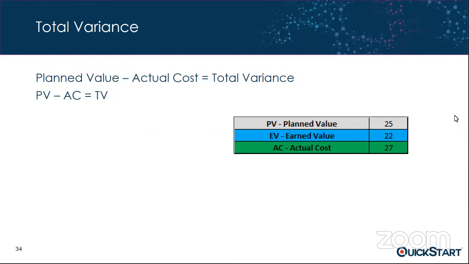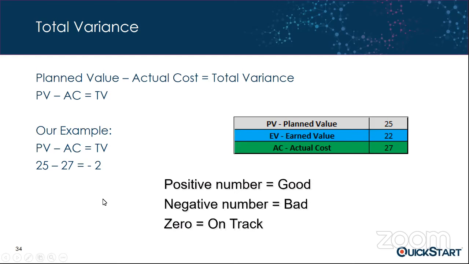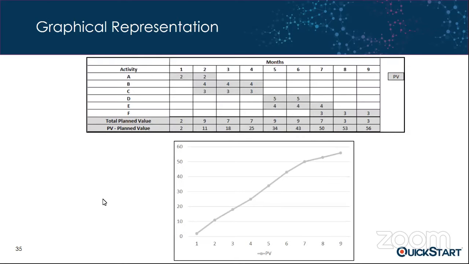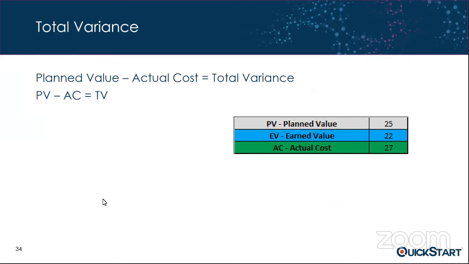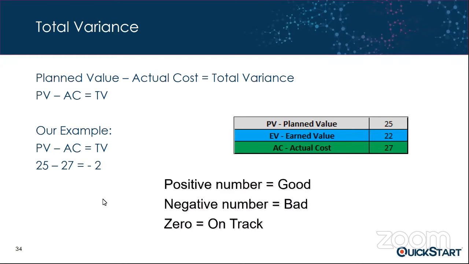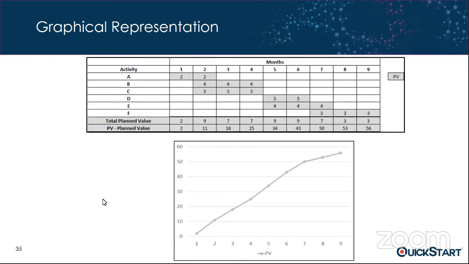And now total variance is our last variable that we could calculate. Plan value minus actual cost. In this case, it's a -2. A negative number is bad, a positive number is good, and 0 means we're right on track. Okay, so now that we've got those variances out of the way, you can see how if we didn't go any farther, you could easily say, hey, our project is really over budget and behind schedule.